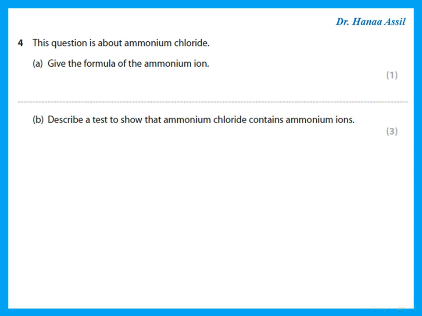This question is about ammonium chloride. Give the formula of the ammonium ion. How do we write the ammonium ion? It is NH4 with 1 positive charge. Describe a test to show that ammonium chloride contains ammonium ions. What is the test for ammonium ions?